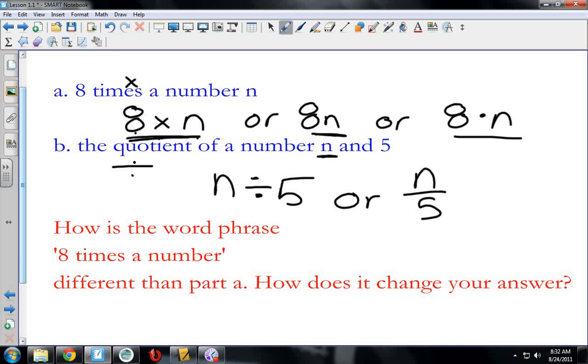All right, now, let me ask you here, how is 8 times a number different than 8 times a number n? The variable, right? The first one, 8 times a number n, they told you the variable has to be n. If they don't tell you, you get to make up your own. So you can use x, a lot of people like x, you can use y, you can use a or b, whatever floats your boat. Does it change your answer at all? No, because the variable is only a placeholder. It doesn't matter what the letter is. It's just a placeholder.